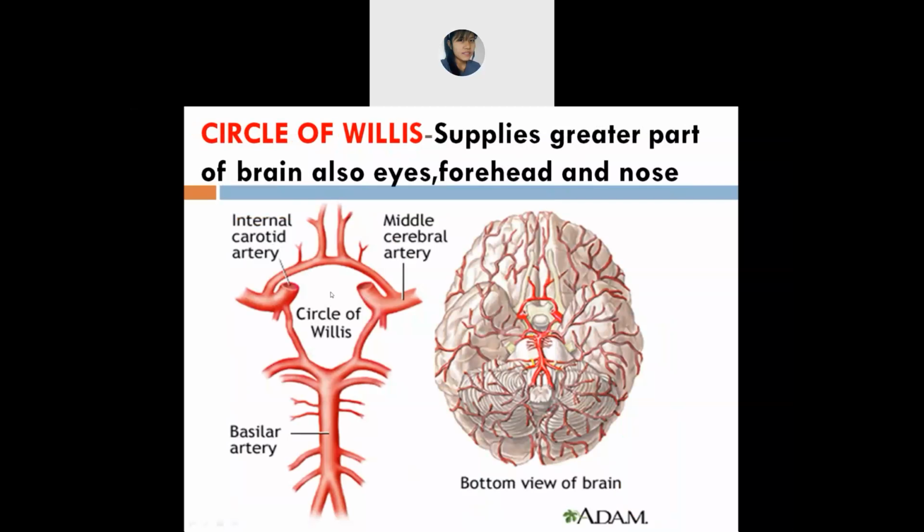Understand? So this is the circle of Willis. They supply the greater part of the brain, which are what? Your eyes, your forehead, and nose. So this is the circle of Willis. If you look closer, it will look like this. This is the bottom view of the brain, meaning the underside of the brain. Your eyes, your forehead, and nose, in all these areas, they will supply them. Is it clear about the circle of Willis? Yes, ma'am.